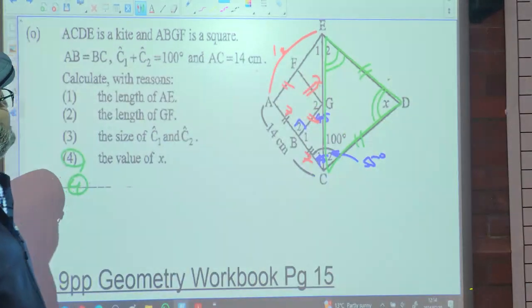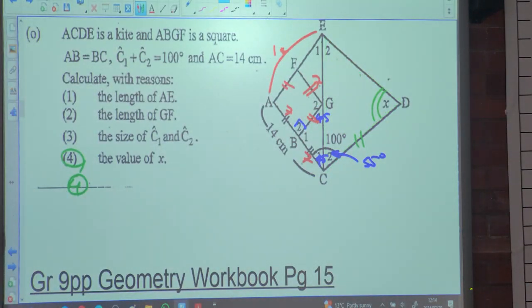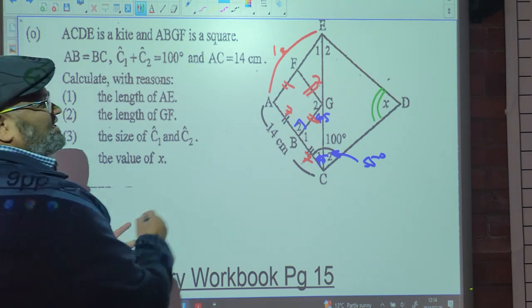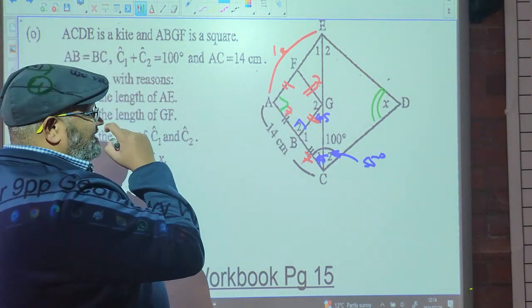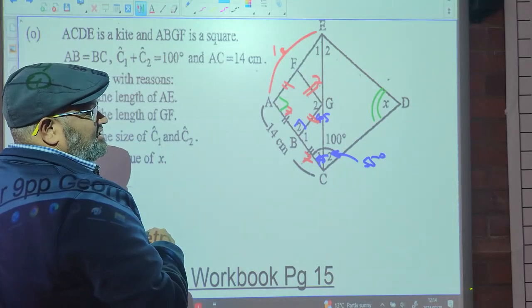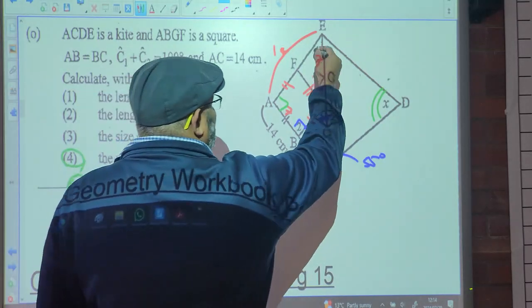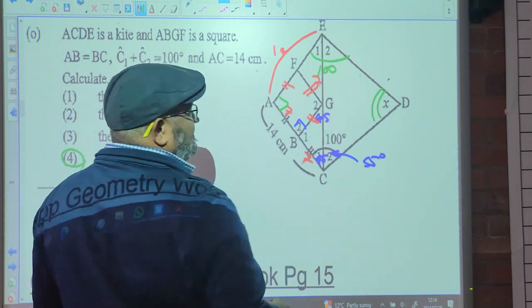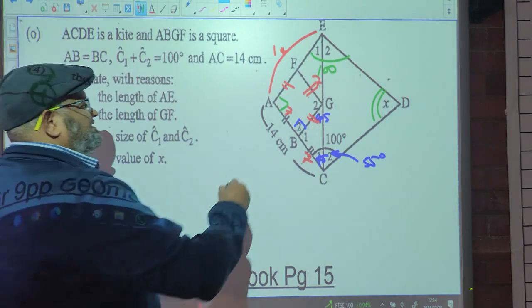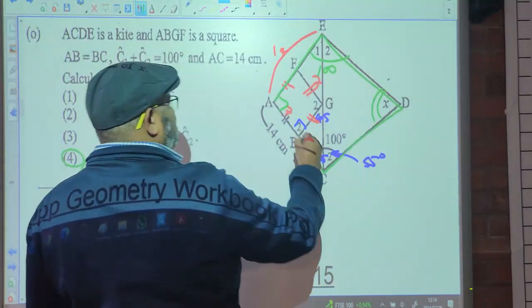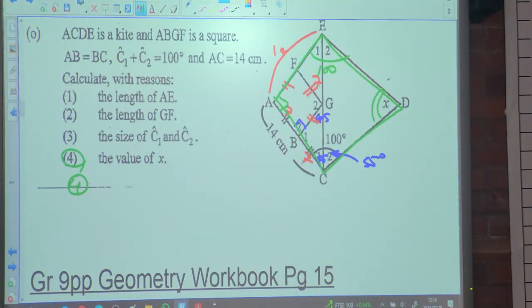The route I was going to take was, I would have first worked out this, which is 90. Why? Vertex angles in a square. Then this is 100. Why? One pair of opposite angles are equal in a kite. Then I would have gone sum in quads, which gives you 360.